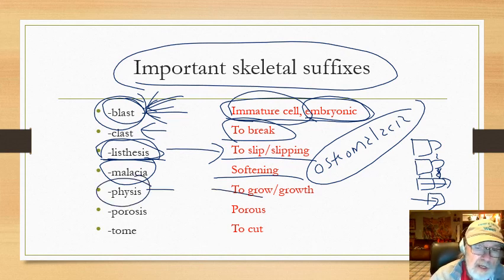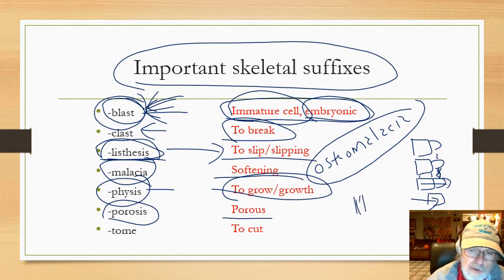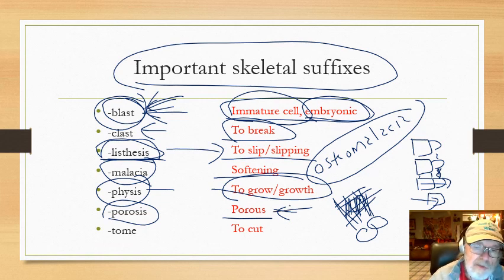Physis, this is a word we talked about as the growth. That's where they get the word epiphysis, growth plate. Physis means growth. Porosis means porous. That's where we get the word osteoporosis. I'll show you some pictures of osteoporosis in another video. What happens is when we start to lose the structure, all those struts on the inside, all those trabeculae, which is a vocabulary word, we start to lose that in osteoporosis. As a result, now there's larger open air spaces. It's like bread that has a lot of air spaces in it, becomes more porous. So porosis means porous.